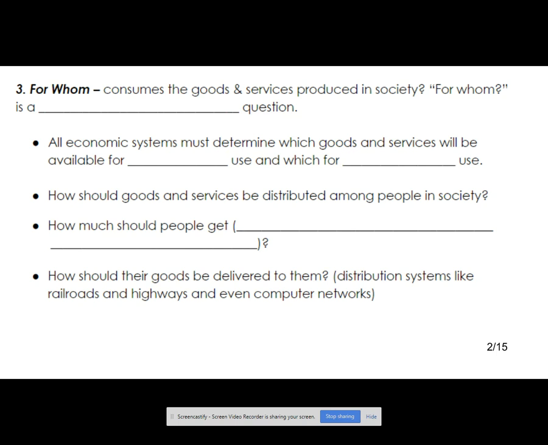So our first question was what? That's an allocation question. Our second question was how, and that is an efficiency question. And our third question is for whom. And this is a distribution question. So after we have decided what and how, we have to decide, all right, who is going to get these things? All economic systems must determine which goods and services will be available for public and for private usage.